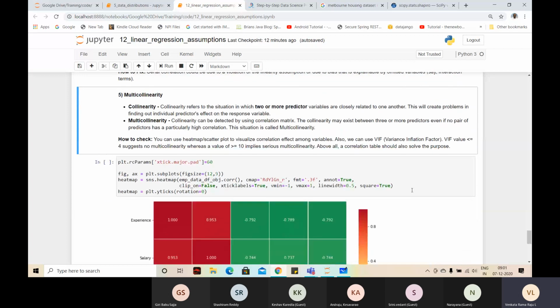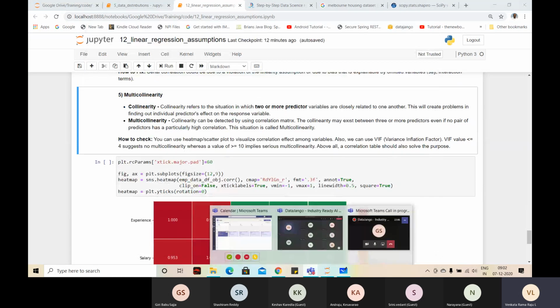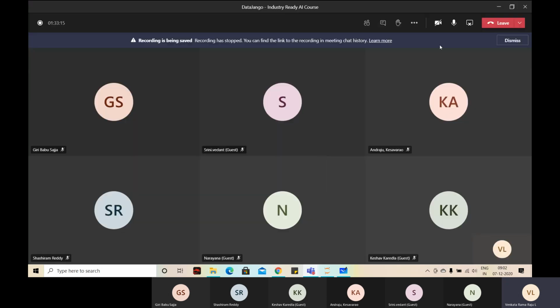Any questions? We'll look into Giri's dataset also for maybe 5 minutes. If time is not sufficient, we'll see tomorrow, right?